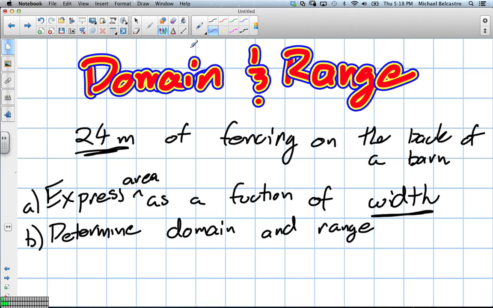Okay, so domain and range is our goal here. The question says we have 24 meters of fencing, but this fence is going to back onto a barn. So we're really only going to use 3 sides of a fence. The very first question says express area as a function of width.